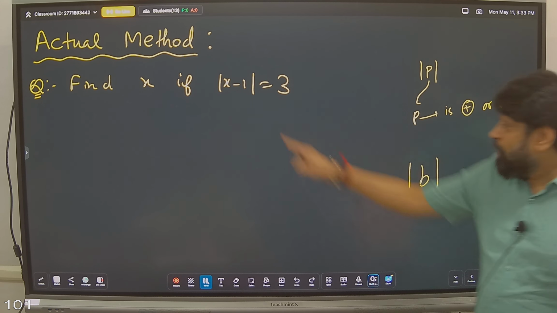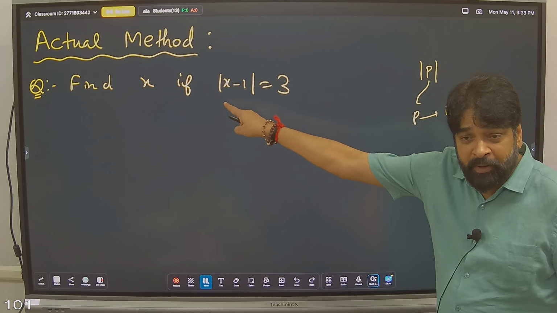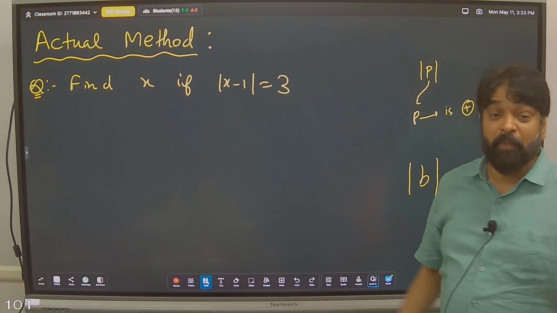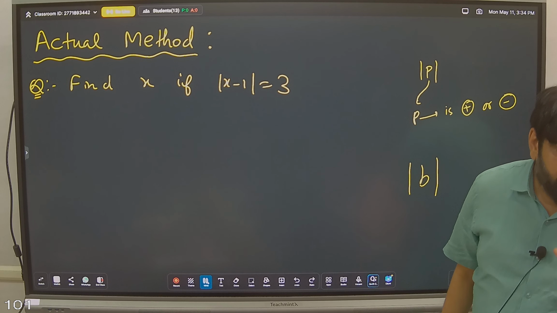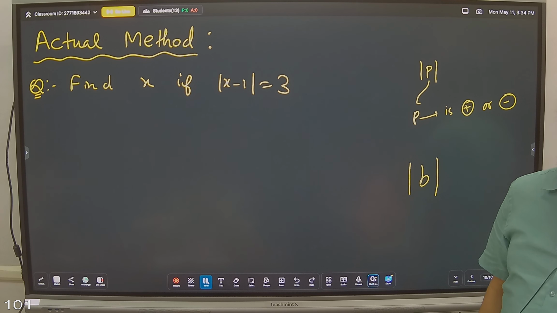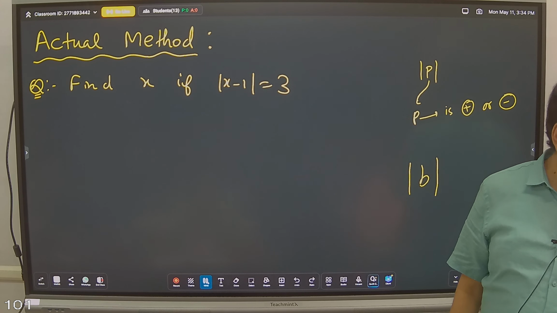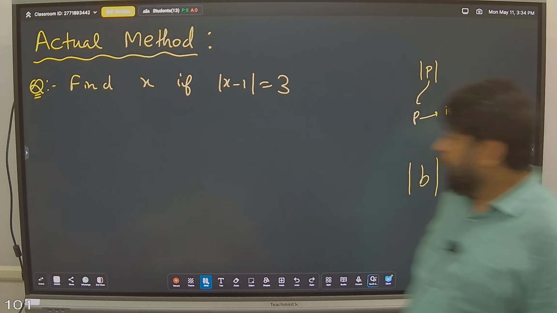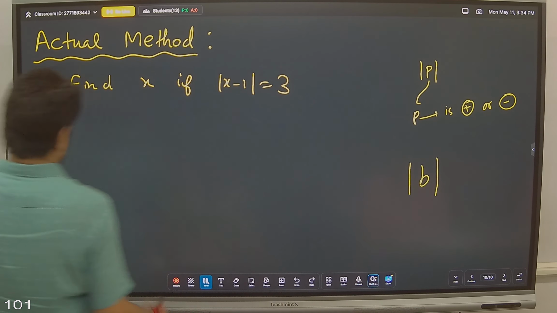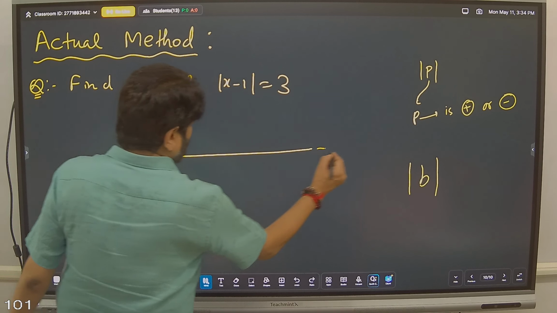And my target is what? To remove the mod. So I should know whether X minus 1 is positive or negative, which I do not know. Are you getting my point? I don't know. So when I don't know, I will go to my basic math and I will say, draw the real number line.